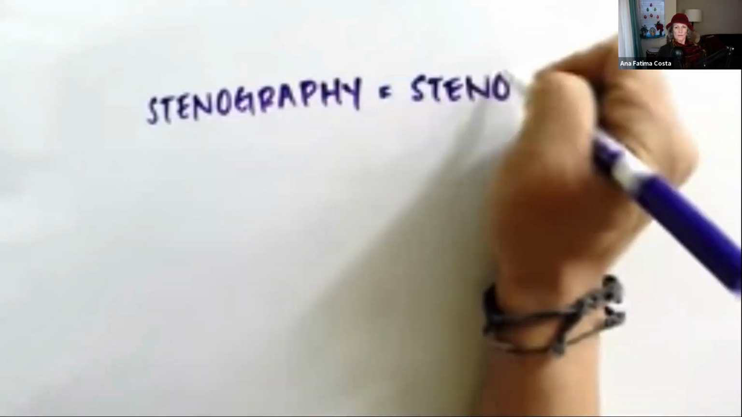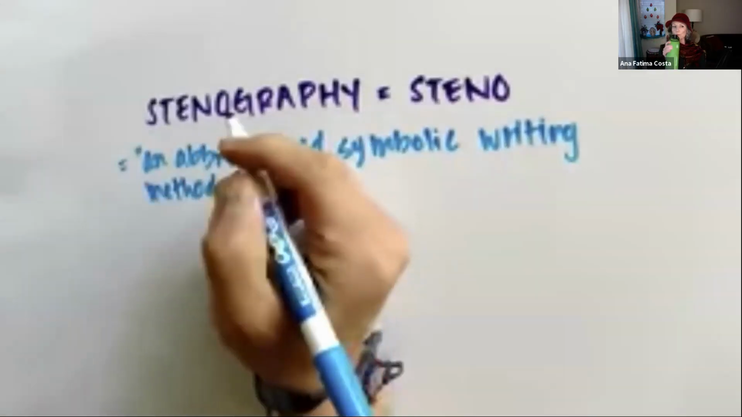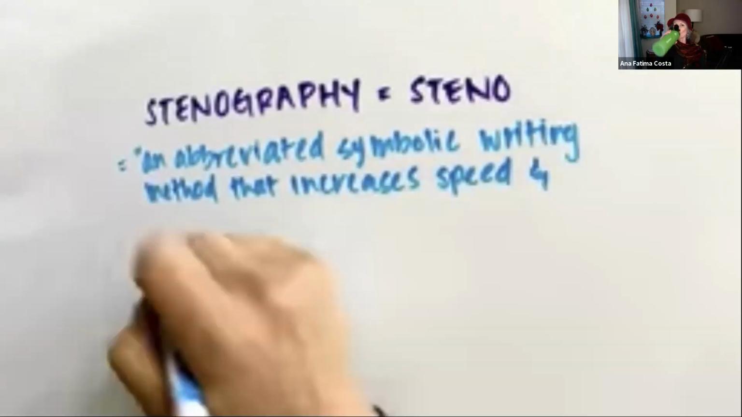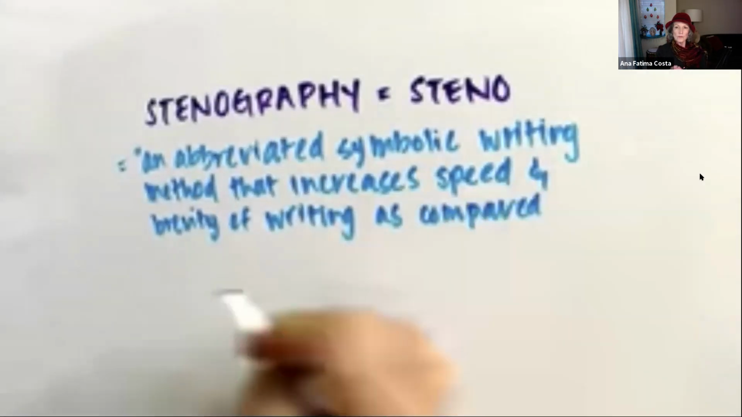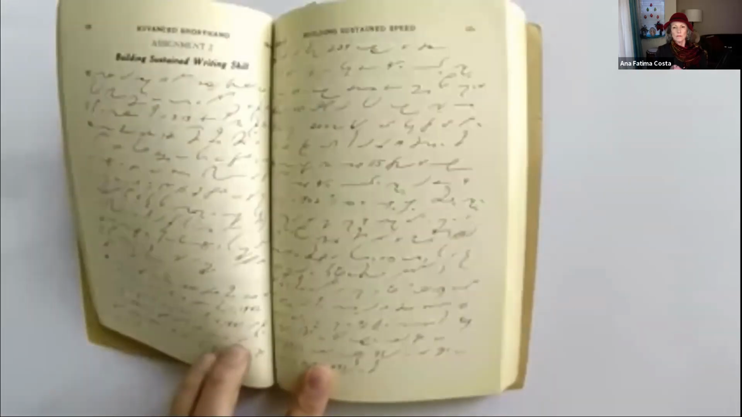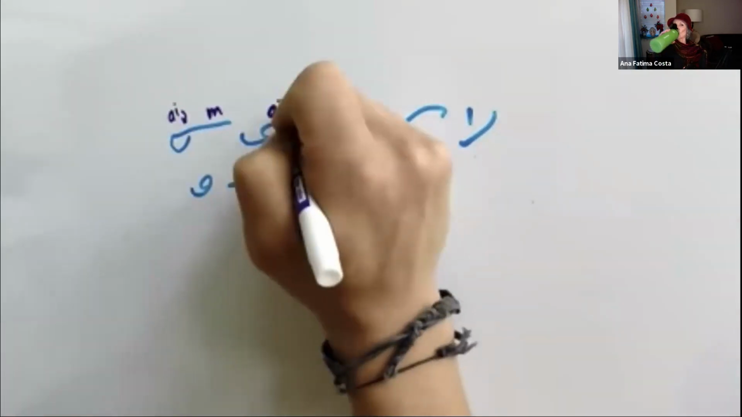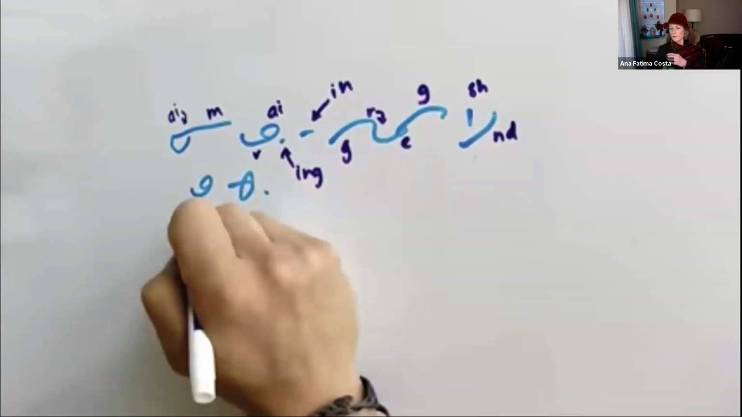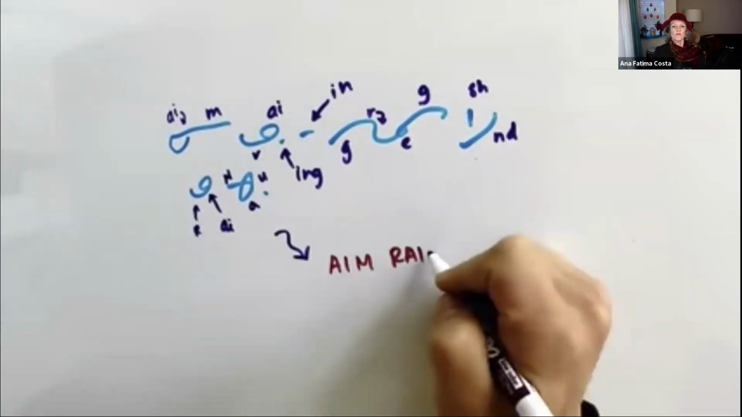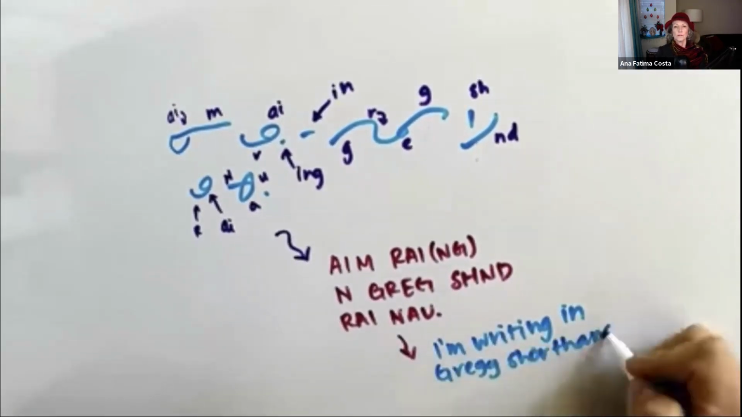Steno, which is short for stenography, also known as shorthand, is an abbreviated symbolic writing method that increases speed and brevity of writing as compared to a normal method of writing a language, with the ultimate goal being the ability to write as fast as someone can speak. Back in the olden days, this was accomplished by means of a written shorthand system like Gregg or Pitman, in which series of lines, curves, dashes, and dots represented sounds, which had to later be transcribed back to conventional text by the original stenographer.